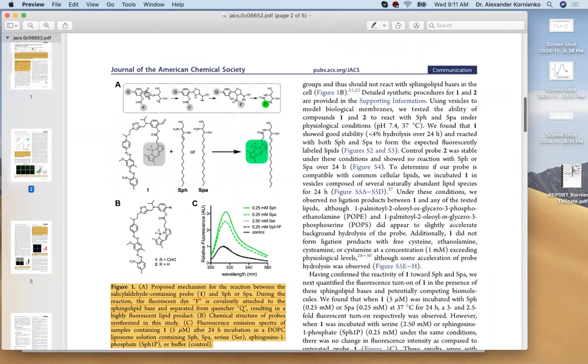So here's their probe, right? So this is the idea, proposed mechanism for the reaction between the, now this is salicylaldehyde containing probe 1. So the idea is the following. So you have this salicylic aldehyde. Salicylic basically means it's a benzaldehyde that has an oxygen at the ortho position. So Q is a part, is a substituent on the benzene ring, which is a quencher. F is the substituent on the benzene ring that is fluorescent. Okay. And so here they are.